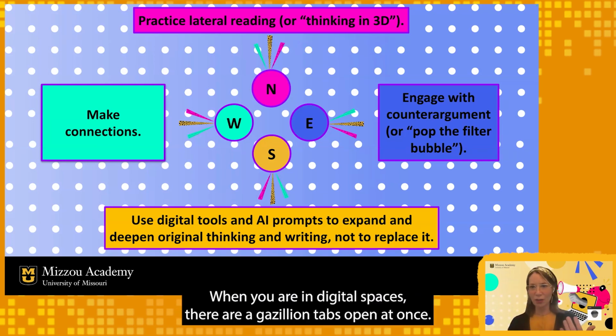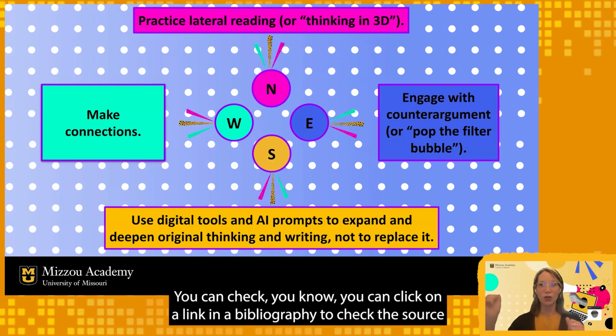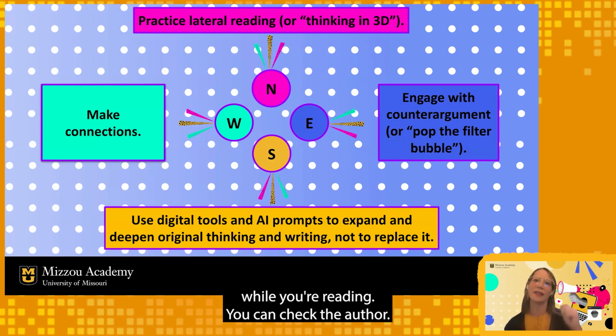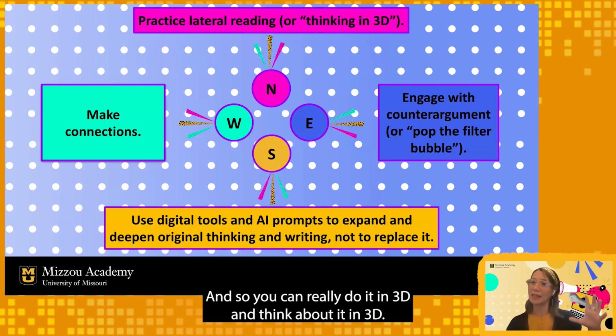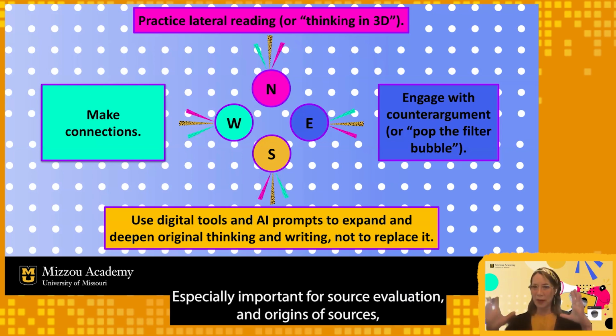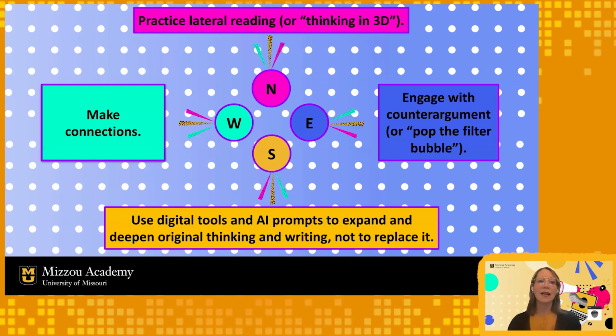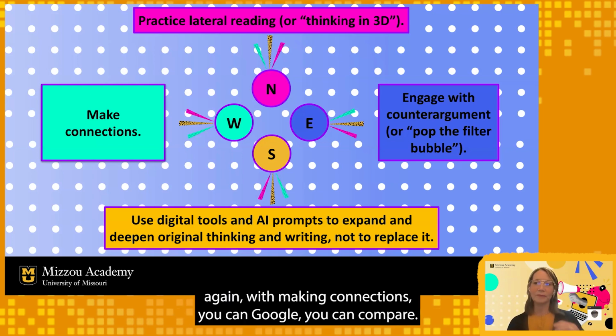When you are in digital spaces, there are a gazillion tabs open at once. You can click on a link in a bibliography to check the source while you're reading. You can check the author. You can pop over to a new tab and check something. And so you can really do it in 3D and think about it in 3D, especially important for source evaluation and origins of sources. With making connections, you can Google, you can compare.